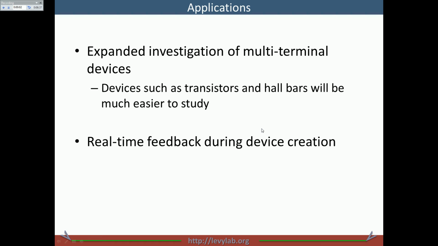So several applications of this technique exist by facilitating the investigation of multi-terminal devices. It will be easier to study larger devices such as transistors and Hall bars, which have more than 2 terminals. And also the real-time feedback during device creation will be very useful to really help us optimize the shape in which we create nanostructures. And it could potentially give us some new ideas into which directions to move for new avenues of investigation.